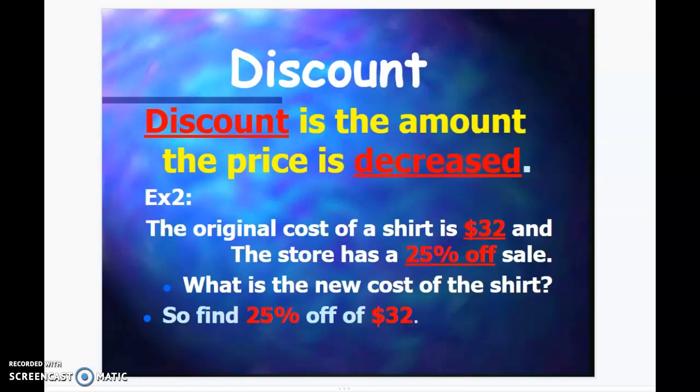So based on the amount that they're actually paying for the goods that are in their store, they're still going to be able to make a profit, most times even off of drastic or deep discounts. Okay, so what is the new cost of the shirt? So we need to find what 25% off of 32 is.